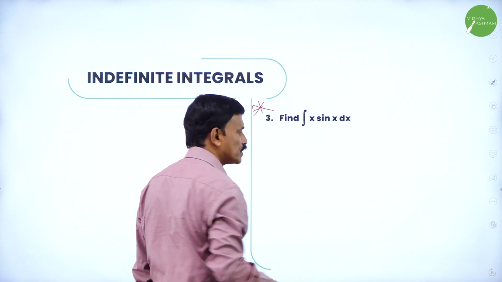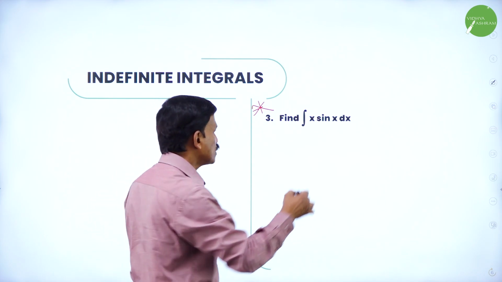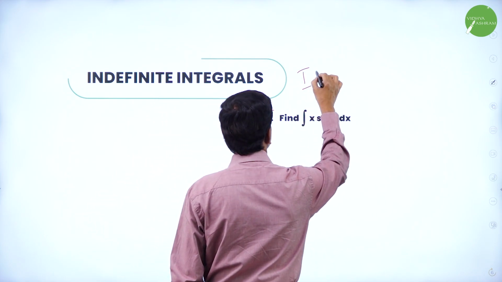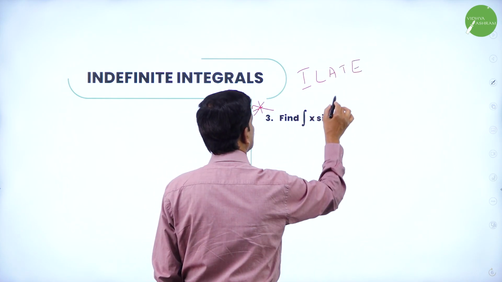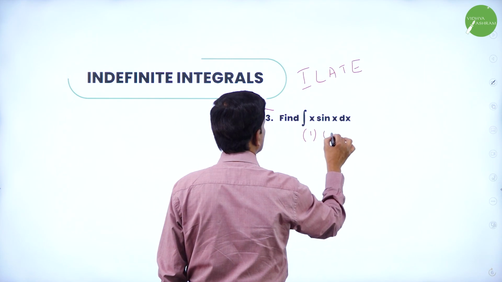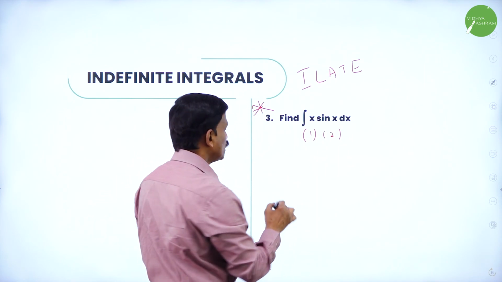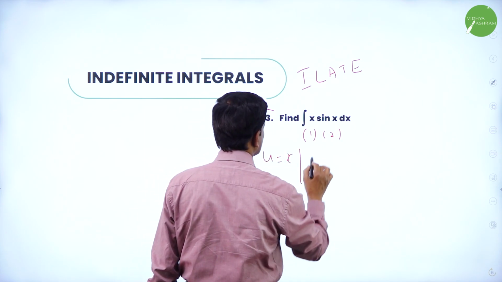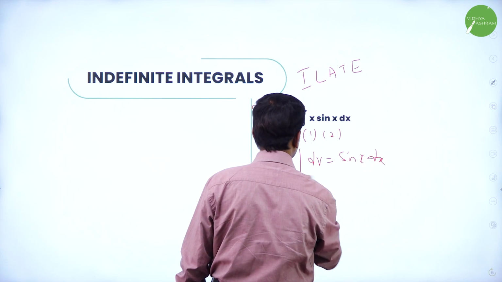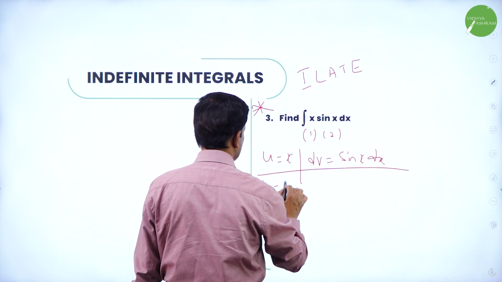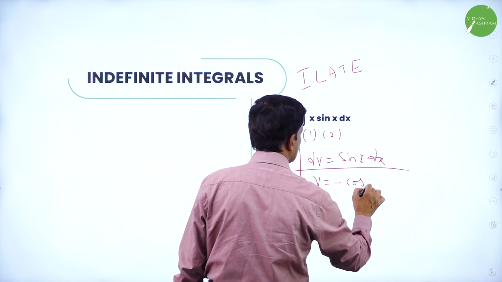This is also very important. Integration of x sin x. Again this is also by integration by parts. What is the formula? ILATE formula: I-L-A-T-E. So here algebraic and trigonometric functions are given. Consider algebraic as the first function and trigonometric function as the second function. Now here let us take u is equal to x and dv is equal to sin x dx. Now differentiate this: du is equal to dx. Integration of sin x is minus cos x.